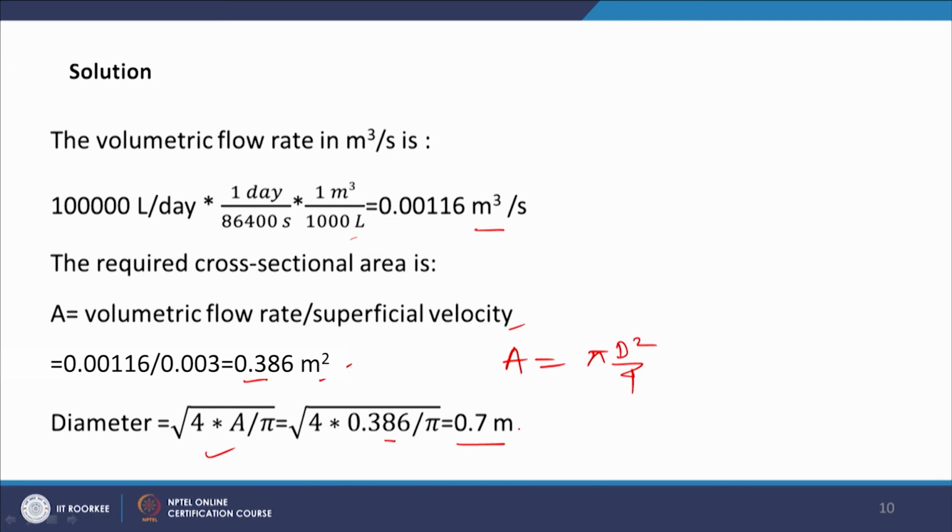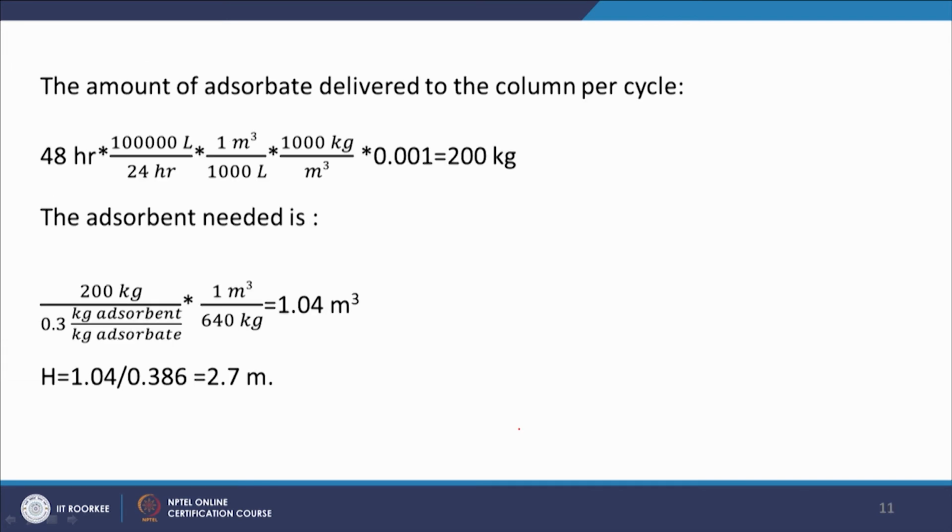Now, we have to determine the height also. How will we do that? We calculate the amount of adsorbate delivered to the column per cycle. We have a 48 hour period and 10 lakh liter per day, so divide by 24 and multiply by 48. We get how many liters of water are treated. That is converted into meter cube by dividing by 1000, and then we convert from volume to mass by multiplying with the density, 1000 kg per meter cube.